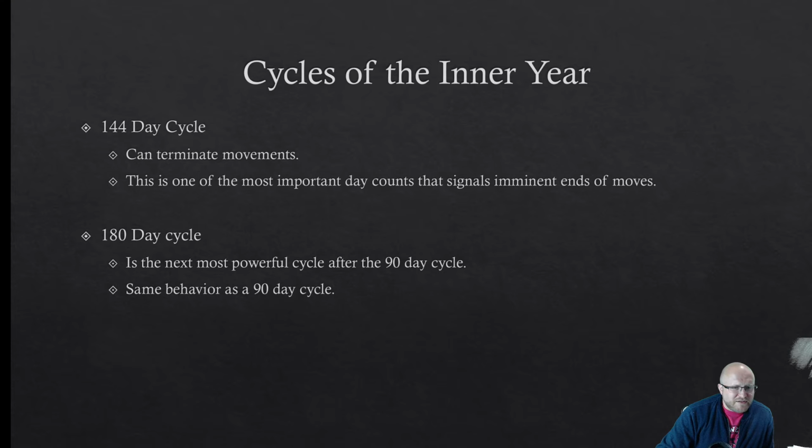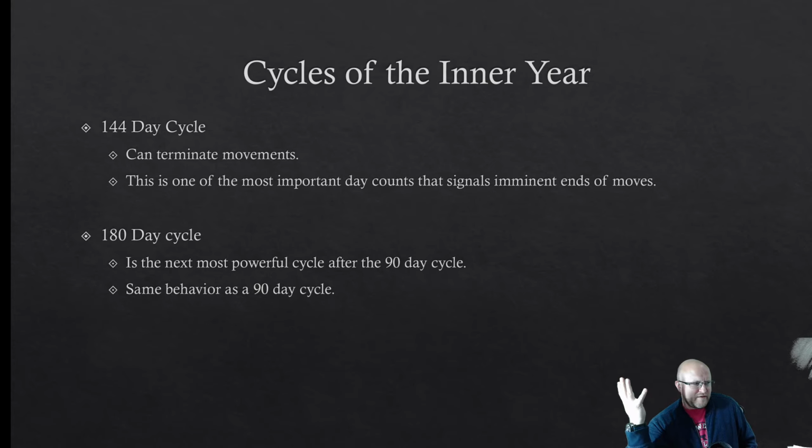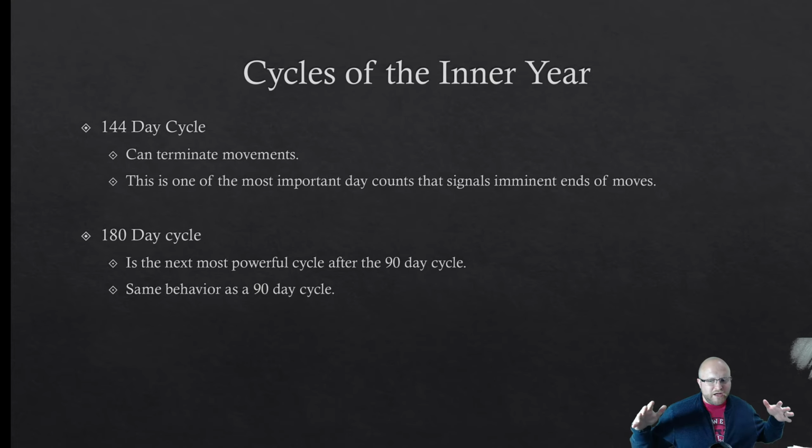He really didn't write much more about it. He wrote that it can terminate movements. It's one of the most important day counts. I didn't add this in here, I don't know why, but he wrote that it was often misapplied by his students. One of the notorious things about Gann is that he never really explained. He made you find stuff on your own. And if I have some time, I want to tell one of the coolest stories. They should make a movie about this stuff. But I'll get into that here.